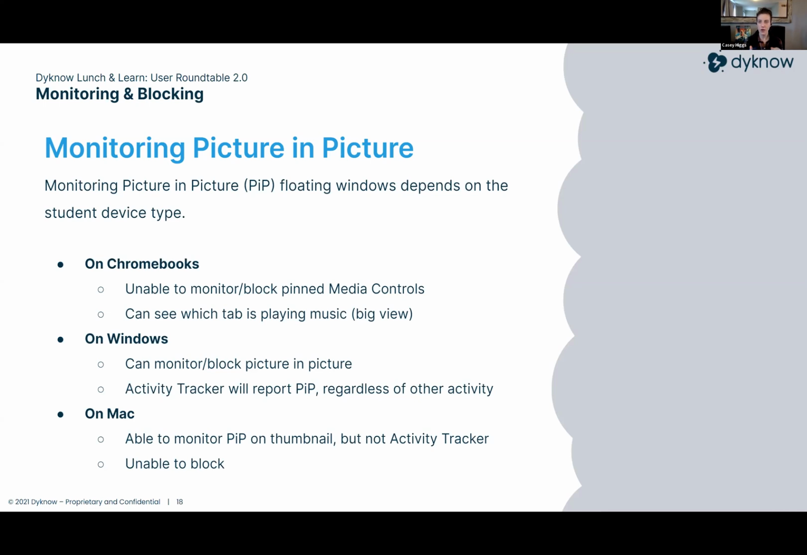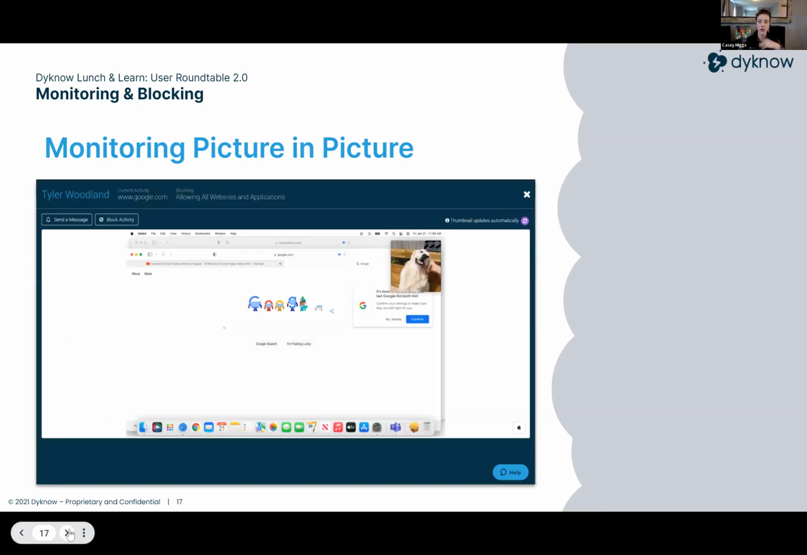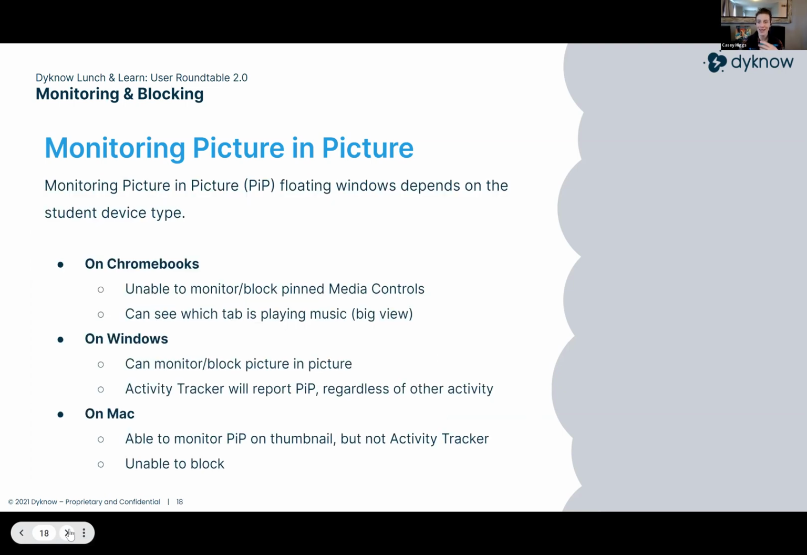With picture-in-picture for Mac devices, you're going to be able to see the picture-in-picture on a thumbnail, just like this slide that we were looking at previously. So this is our Mac device. On a thumbnail, you're going to be able to see it. Unfortunately, Dyno is not going to be able to report it because, again, just the way the Mac operating system is, but at least you'll be able to see it. Since you cannot necessarily report on it as the current activity, that also means that you cannot block it, but at least you can see it.